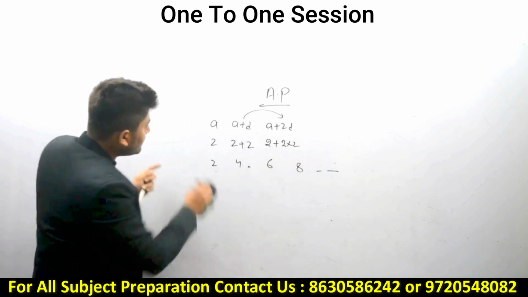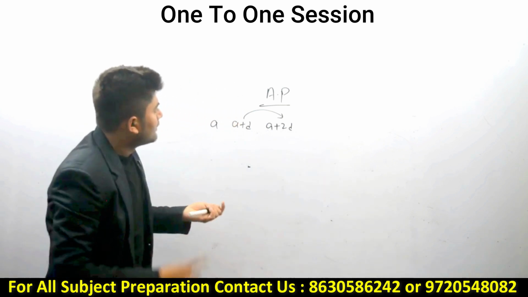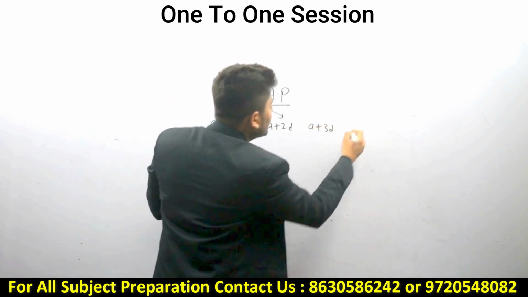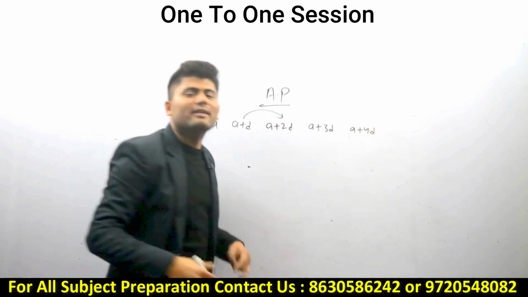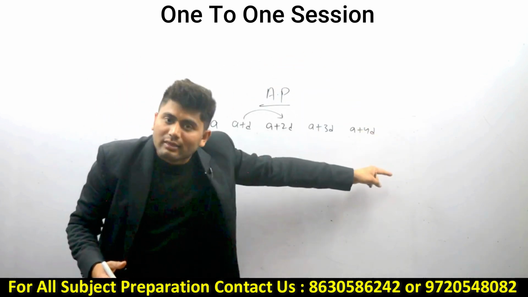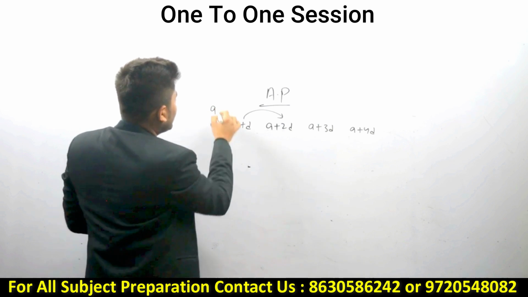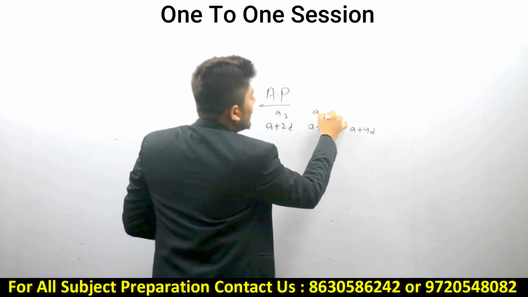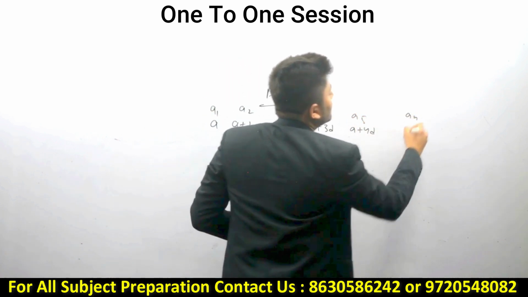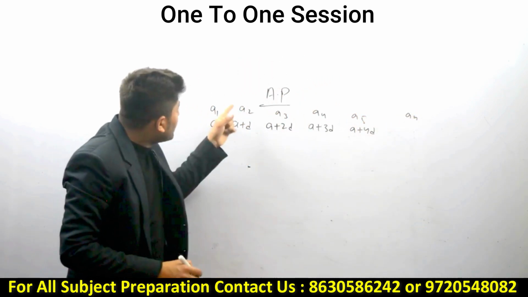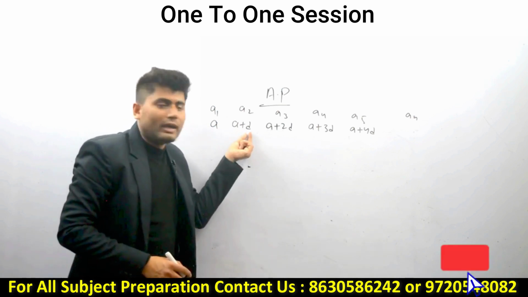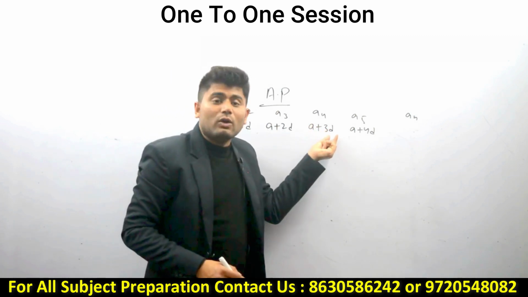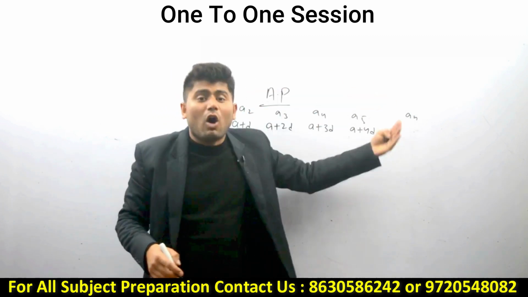So now you have the first term, second term, third term, fourth term, fifth term. In the same way, you can easily find your nth term. This is your A1, this one is your A2, A3, A4, A5 and this is your An. You can notice one thing. In the second term, you are getting only 1D. In the third term, you are getting only 2D. In the fourth term, you are getting only 3D. So you are always getting 1D less.